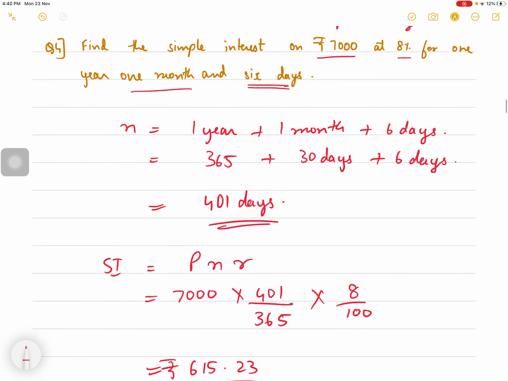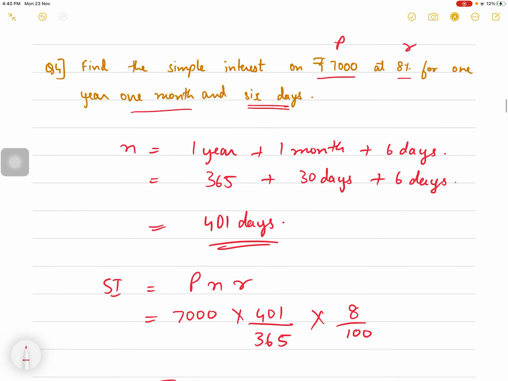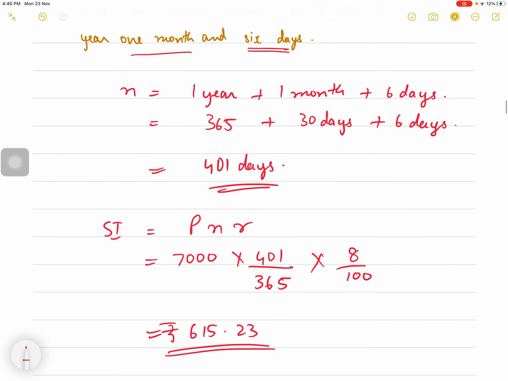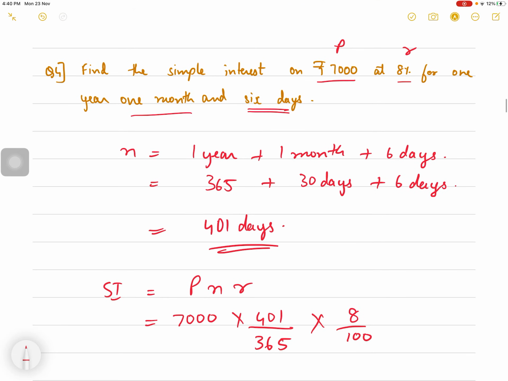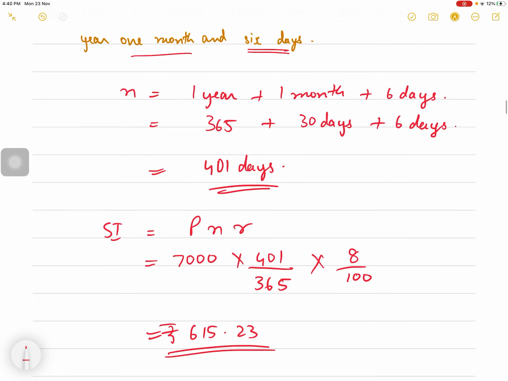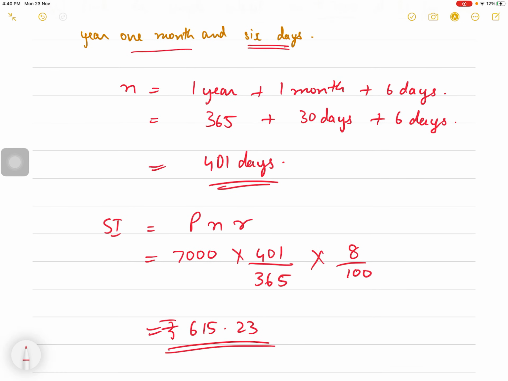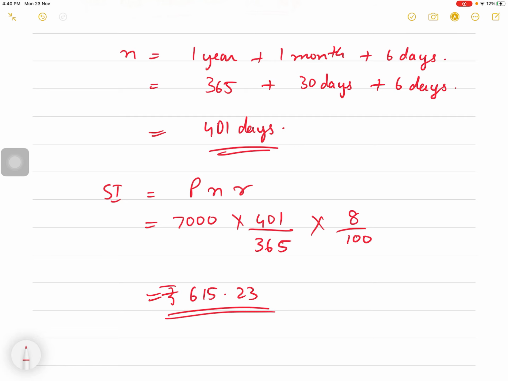Always assume 1 month as 30 days. If you assume 1 month as 31 days also, not a problem. Your answer will change a bit. That is not a problem, but always assume 1 month is equal to 30 days. If 6 months is given, then you will do 30 into 6. If 3 months is given, so 30 into 3, 90 days. For 6 months, you will assume 180 days. For 9 months, you will assume 30 into 9. So always assume 1 month is equal to 30 days.